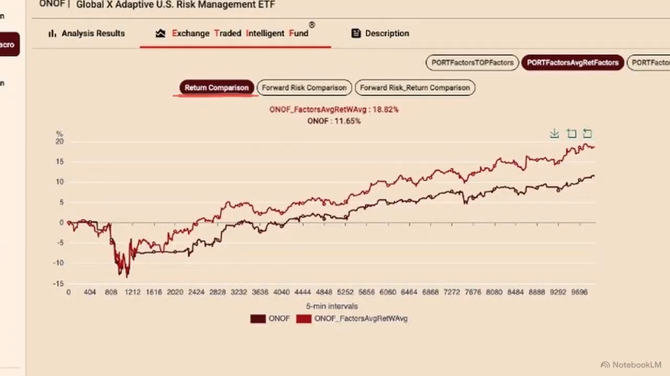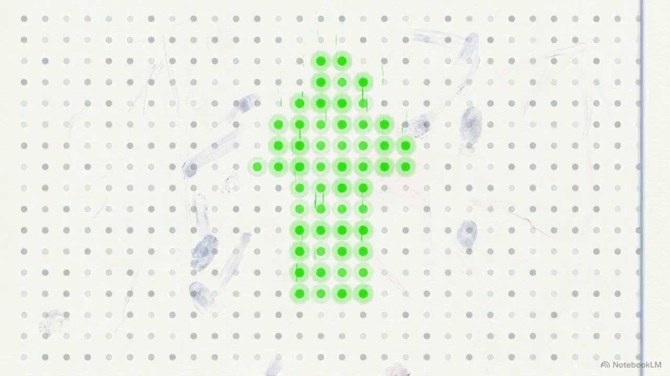It tracks ONOF against a newly generated factor model built for high-frequency execution. The factor model posts an 18.82% return, compared to ONOF's 11.65%. The AI secures a 7.17% tactical advantage. The engine locates this extra yield by identifying a concentrated recovery and growth pattern operating within the broader market.